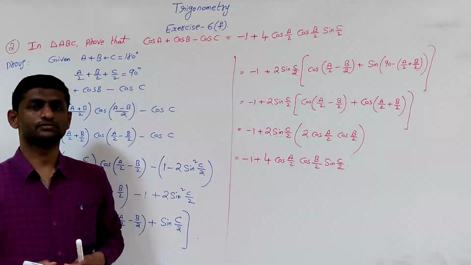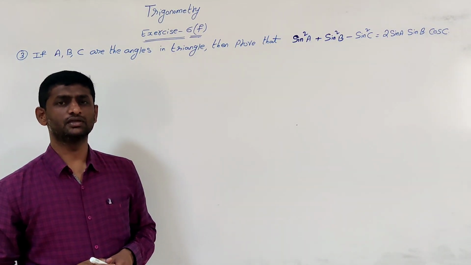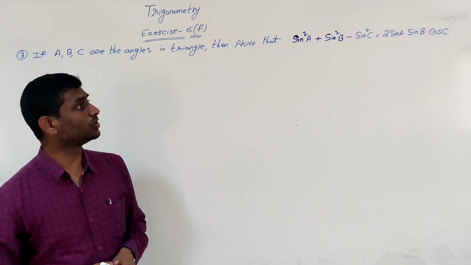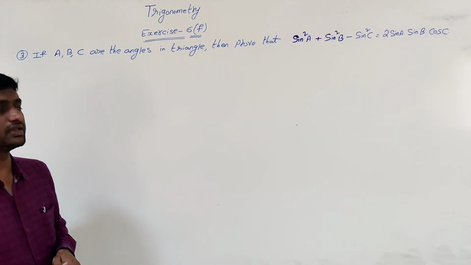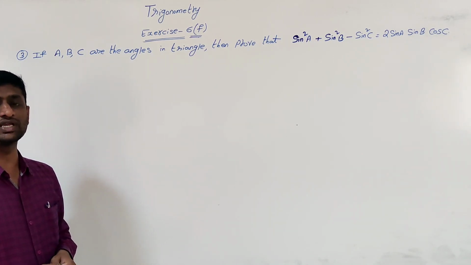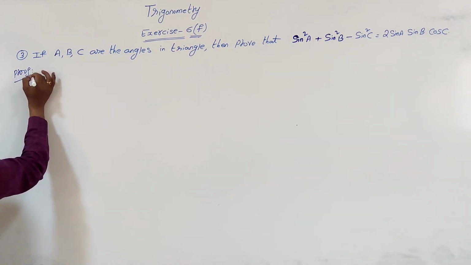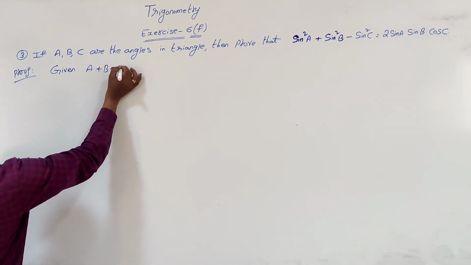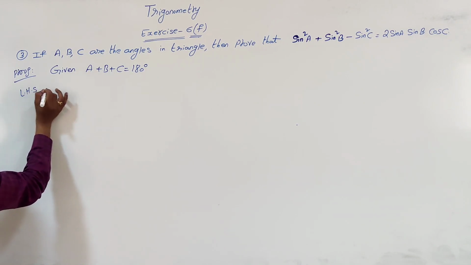Next problem. Prove that in a triangle ABC, sin square A plus sin square B minus sin square C is equal to 2 sin A sin B cos C. So the condition he has given is that ABC are the angles in a triangle, meaning the sum of the three angles is 180 degrees. So proof: given A plus B plus C is equal to 180 degrees. Now take LHS.